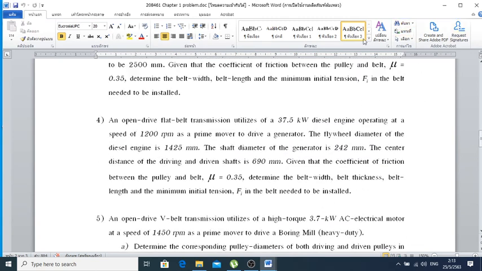I would like to end this chapter on belt transmission system design. That's it for chapter 8. All right.